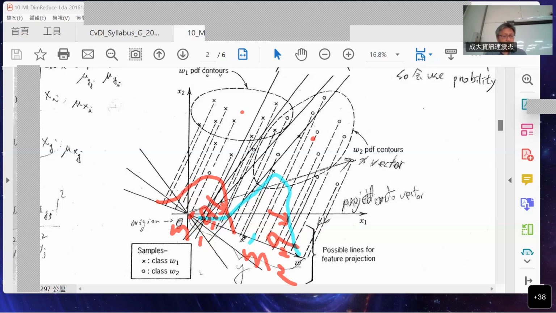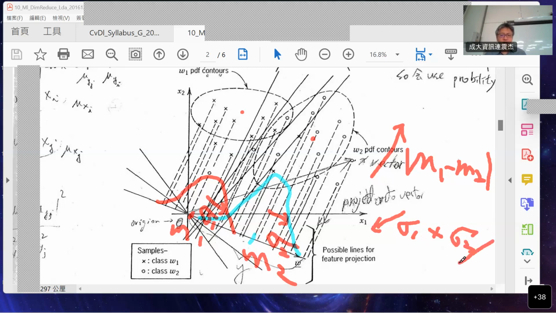And the W, when they project to this W, the distance between M1 minus M2 is larger. Larger meaning the two distributions will be far away. You want W1 plus W2, that's meaning individual, each one will be as small as possible.